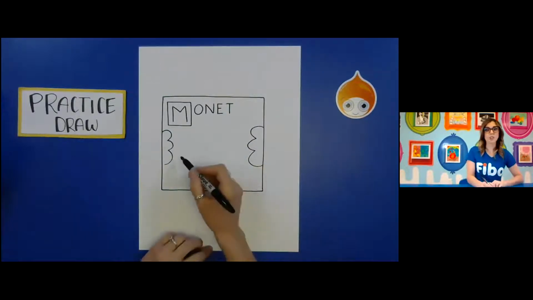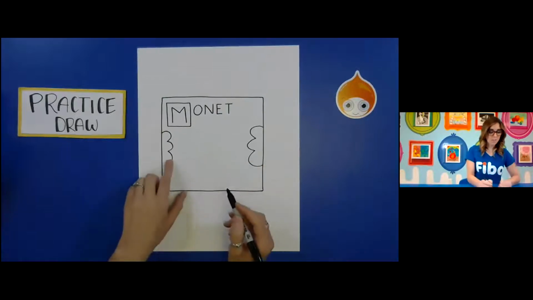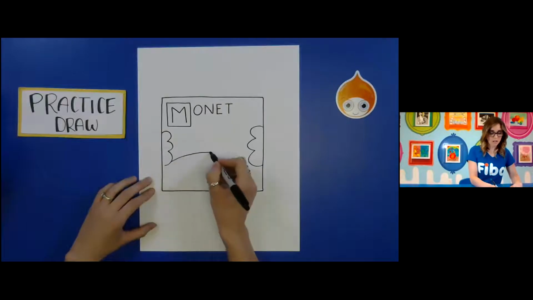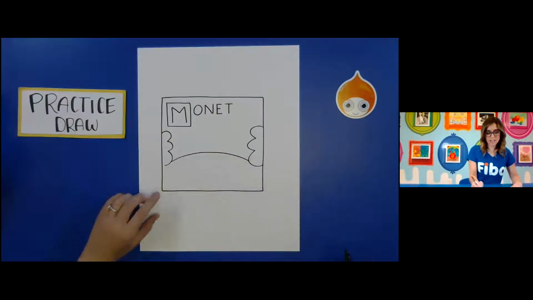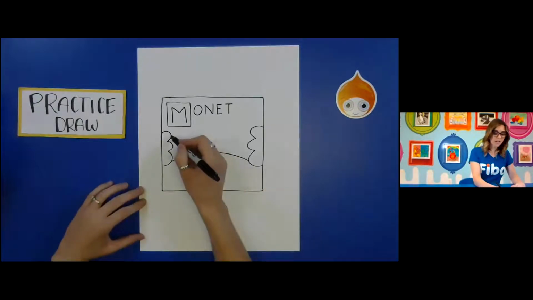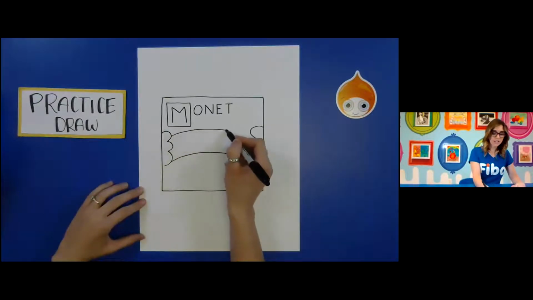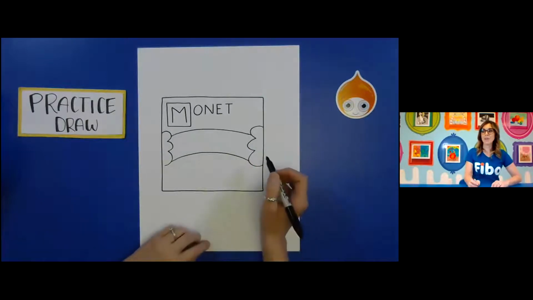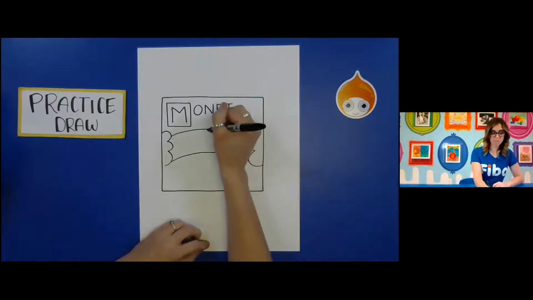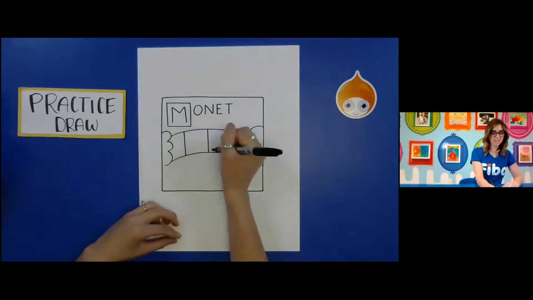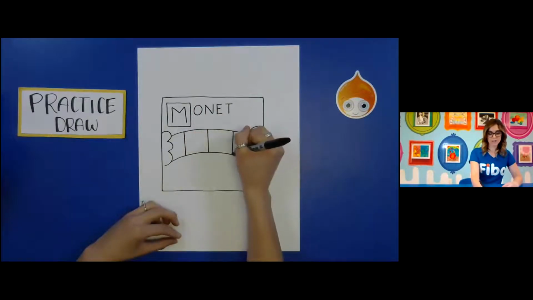Now we're going to start our bridge. For our bridge, we need to go to the left bush and draw a curved line connecting to the right bush. And we're going to draw another curved line. And now we need to draw parts of the bridge by drawing a straight line in the middle, a straight line on the left, and on the right.